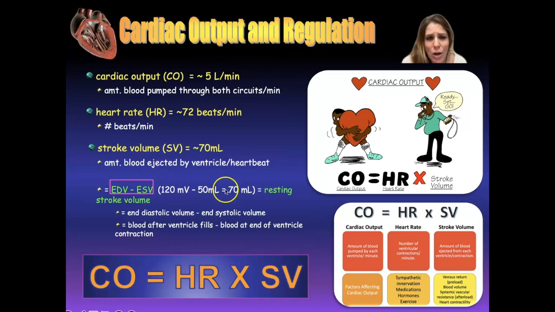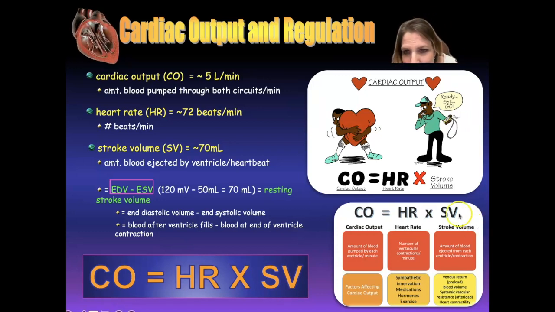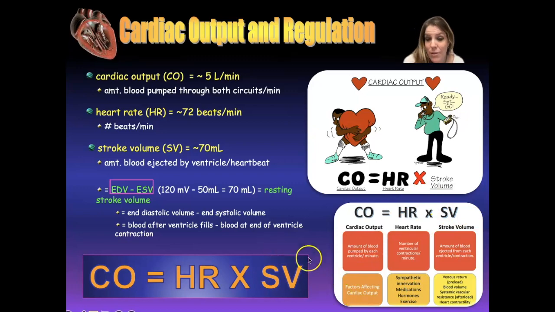So now that we have our resting stroke volume and we have a heart rate, because you took it by the pulse, it was somewhere around 72 probably, you can figure out your total cardiac output, because cardiac output is heart rate times stroke volume. That gives you your cardiac output, the total amount of blood pumped through everywhere, right? So I've tried to put this formula in a nice big flashy box here for you so you can remember: cardiac output is heart rate times stroke volume. And here's a little chart that'll help you to remember what each of these terms mean and how it's affected.